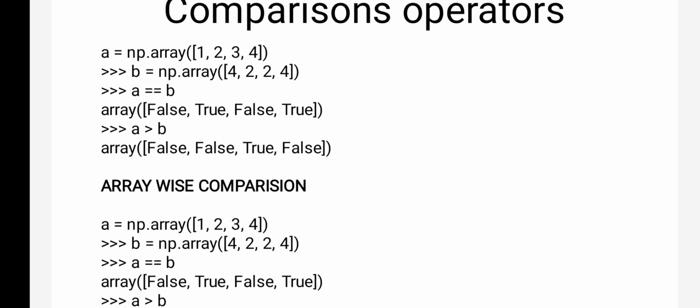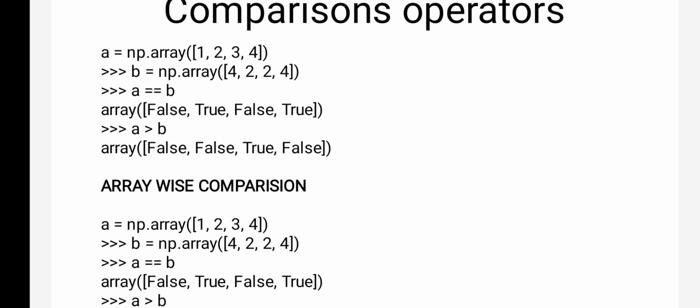And how many elements do you have in that array? 4. 1, 2, 3, 4. Now you see the second one, b equals np.array. How many elements do you have? 4 elements. Now you see a == b. Here it is not a single equals, it is a double equals. If it is a double equals, it is called a comparison. If it is a single equals, it is called an assignment. So we are comparing the first array's elements with the second array.